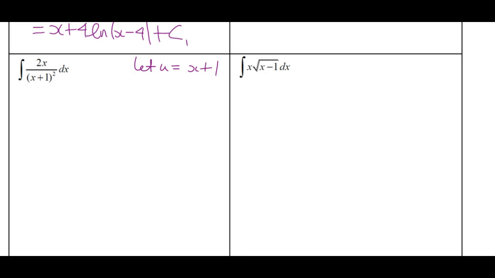Again, the idea is I want to replace this binomial denominator with a monomial. So we're going to let u equal x plus 1. Now, I do have an x up here, so I need x. So what's x equal to?